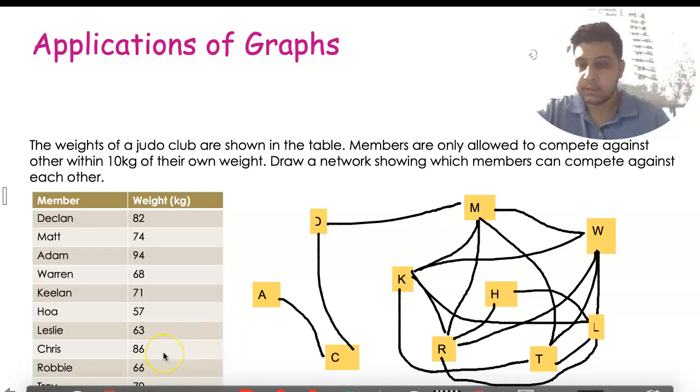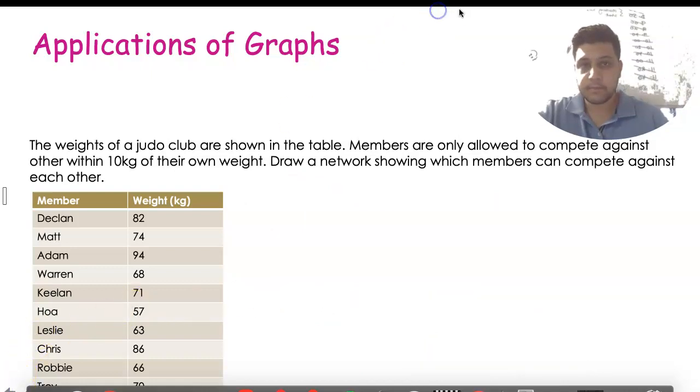Okay, Chris is 96 to 76. Okay, so we set Robbie and Troy outside of his range. Then we go to Robbie. Robbie and Troy can compete against each other, and then we are finished. That is our network. Like I said, guys, it is quite messy. This will be something you need to look at in terms of tidying up. So it just depends how essentially you set your vertices out. Okay.